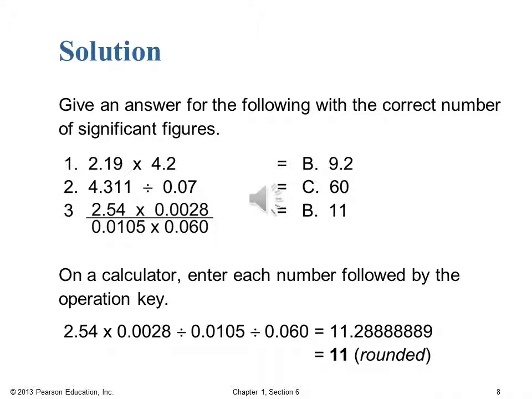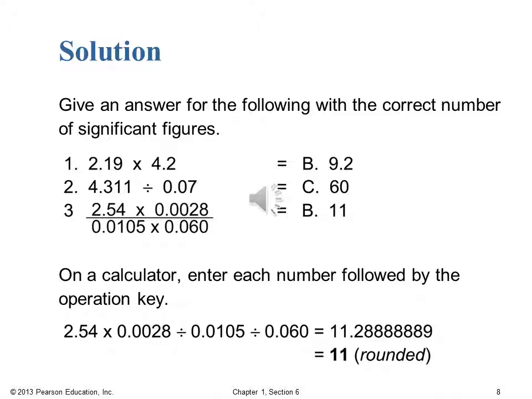Alright, so looking at number 1, where we had 2.19 times 4.2, well, 4.2 has just 2 significant figures, whereas the 2.19 has 3, so we know that our final result should have just 2 significant figures, and therefore B, 9.2, is the correct result. For number 2, 4.311, that's 4 significant figures, divided by 0.07, that's just 1 significant figure, right? Those leading zeros are just placeholders. So our correct answer is C, 60, just that 6 having significance, therefore 1 significant figure in our result.